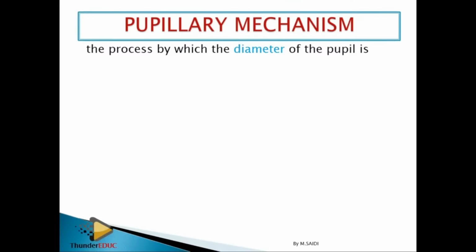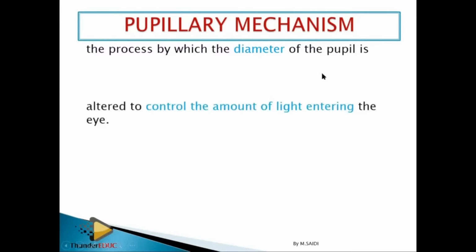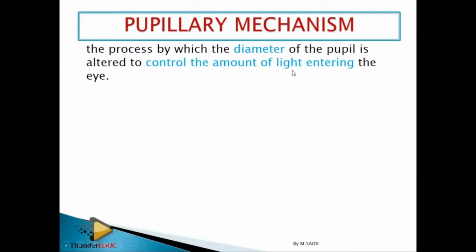While in pupillary mechanism, in this case, you talk about the muscles in the iris. And you also talk about the pupil. How much light is entering the eye? That is what you call pupillary mechanism. So it's the process by which the diameter of the pupil is altered to control the amount of light entering the eye. How much light is entering the eye?